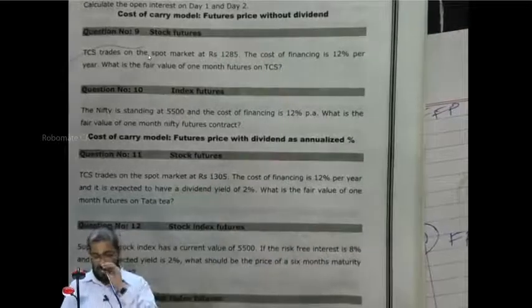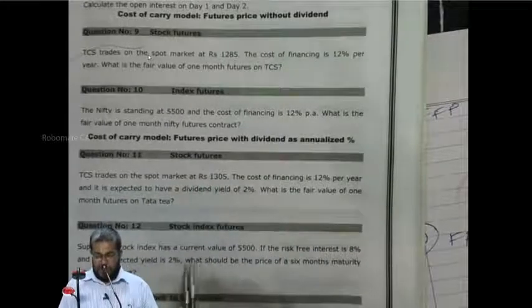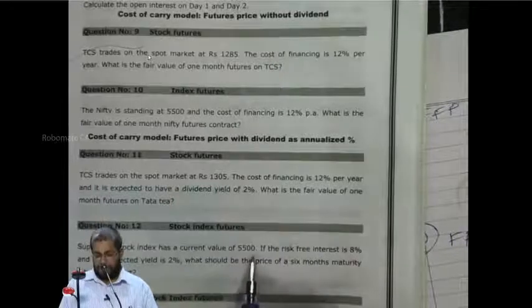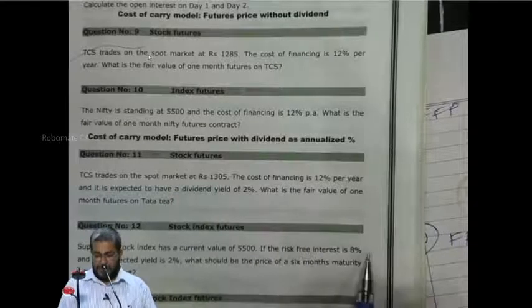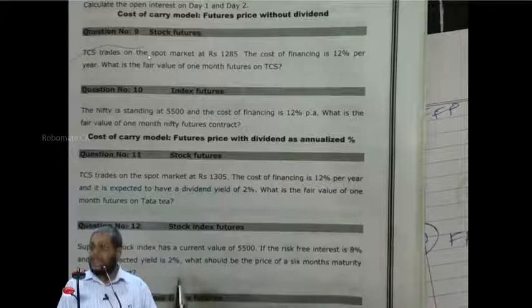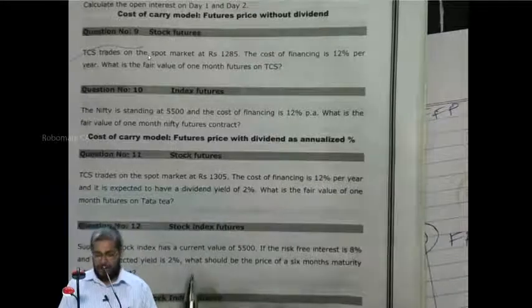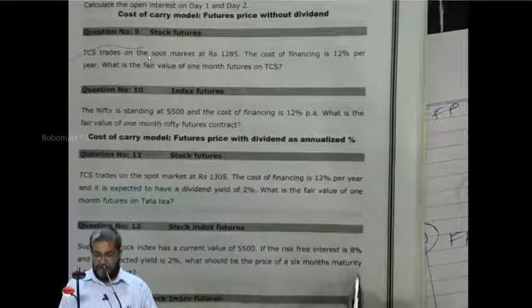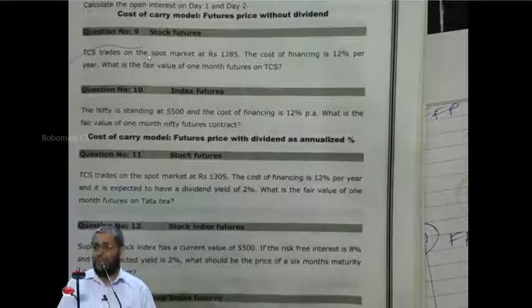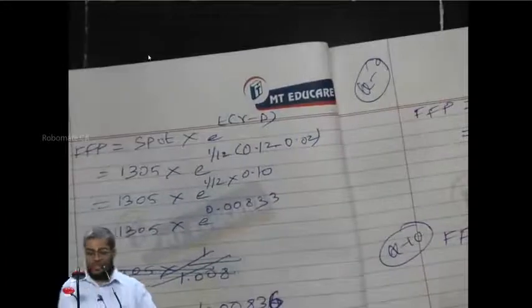Now question number 12. Suppose a stock index has a current value of 5,500, the risk-free rate is 8%, and the expected yield is 2%. What should be the price of a 6 months maturity futures contract? Very simple. Let us quickly complete it.